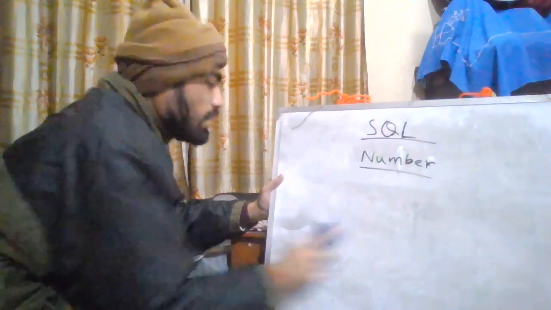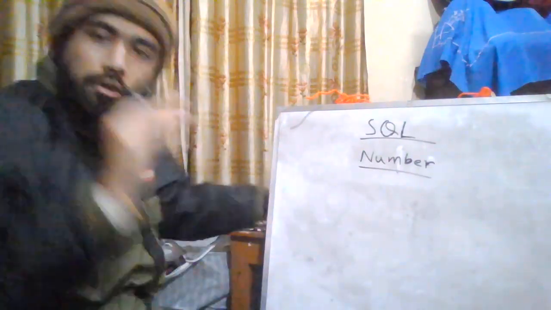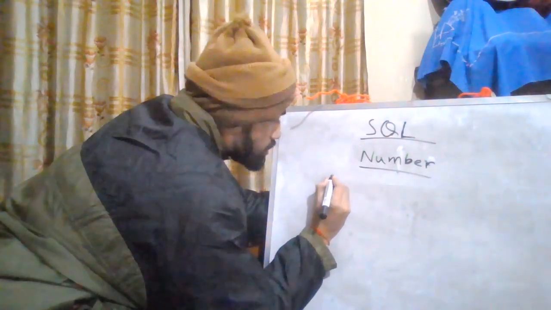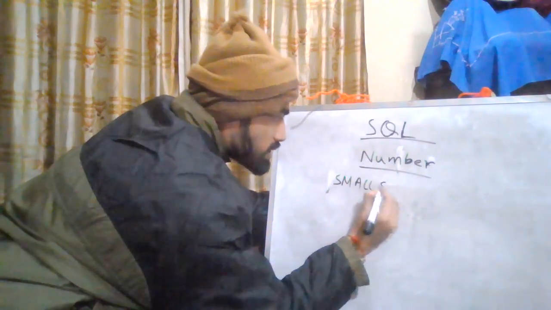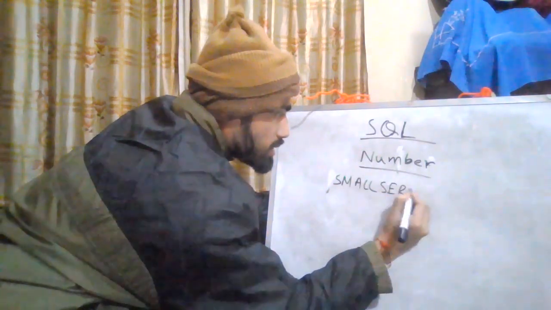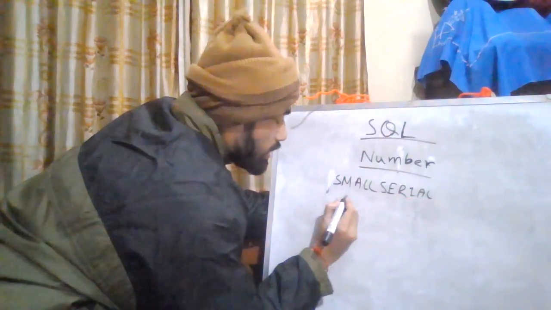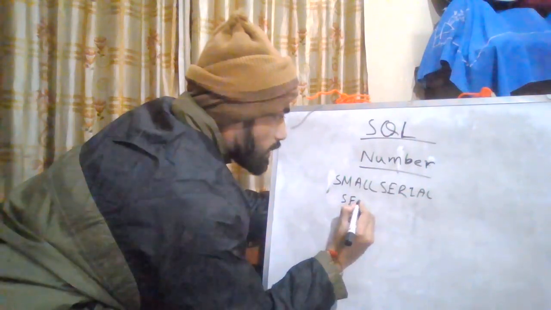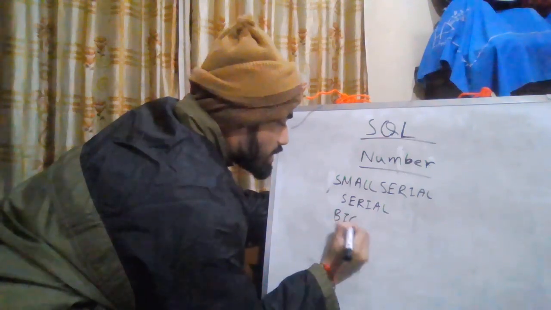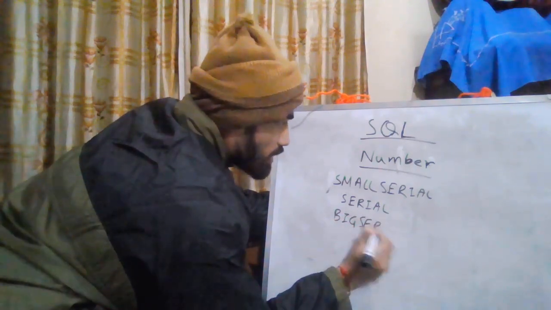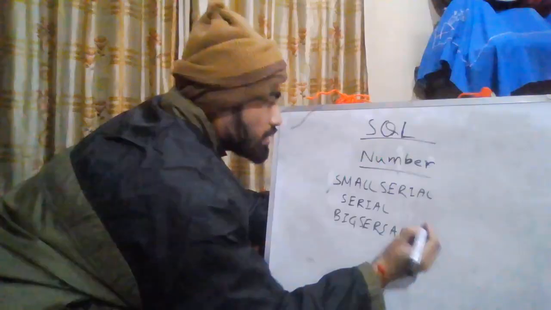How? So serial is another data type. It also holds integer type of data, but it is auto incremental. There is small serial. I know this is a very big name. Small serial, then normal serial, serial is serial, and then big serial. The size is the same, but the nature of the data type is different.